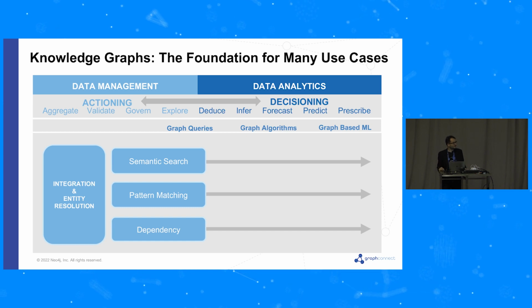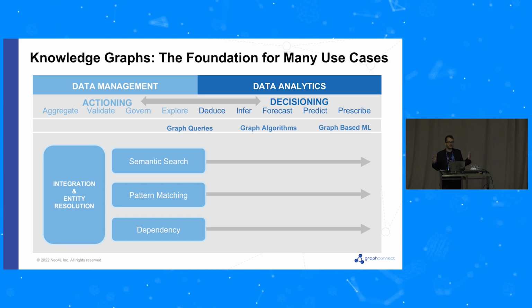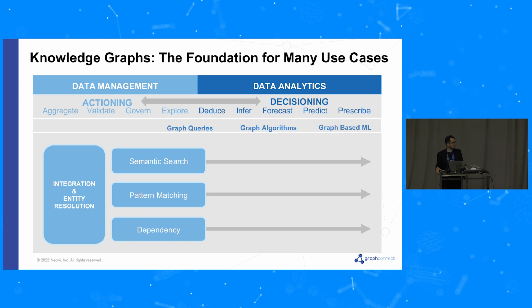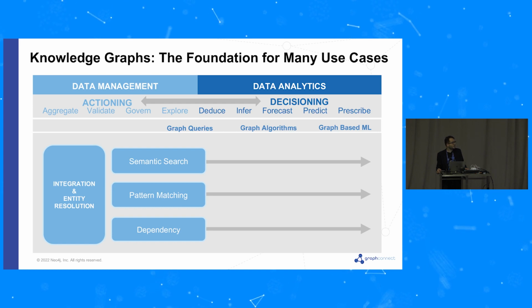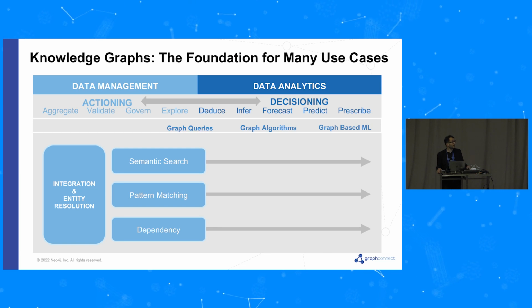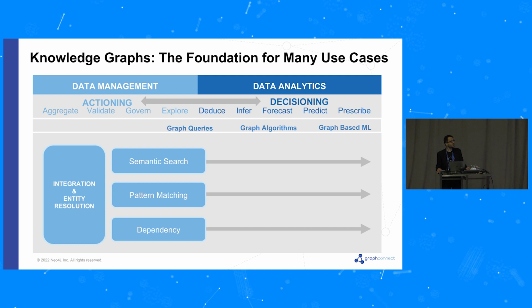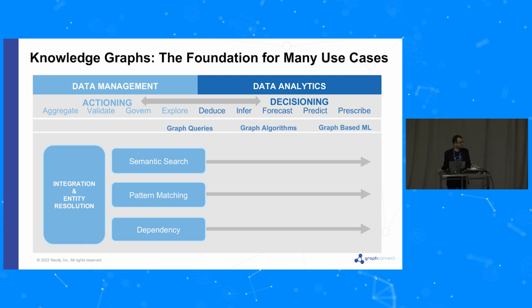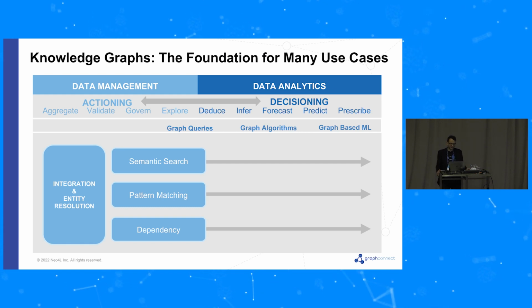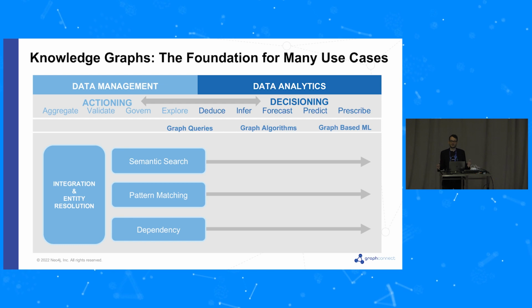So these three categories, you don't have to think of them as a complete picture. I mean, we might be adding more, but I think they're representative. And of course, they're not mutually exclusive. That's very important. Any complex real-world knowledge graph implementation will combine many of them. Think of, I don't know, a digital twin. I mean, there will be elements of pattern matching, of dependency modeling, and even semantic search. But let me go quickly over each one of them. So the first one is, we call it semantic search.